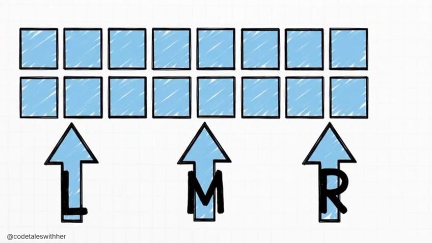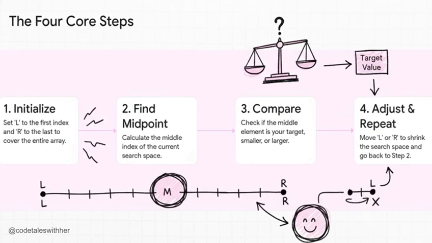Let's break down the standard binary search approach. Imagine an array of elements. We use pointers L for the left boundary, R for the right boundary, and M for the midpoint. The 4 core steps are: initialize left and right. Some people use start and end, some use left and right, and some use low and high. Whatever the indication is, the logic is the same. Find the midpoint M. Compare M with the target value. Adjust L or R, and repeat, shrinking the search space until the target is found or the boundaries cross.